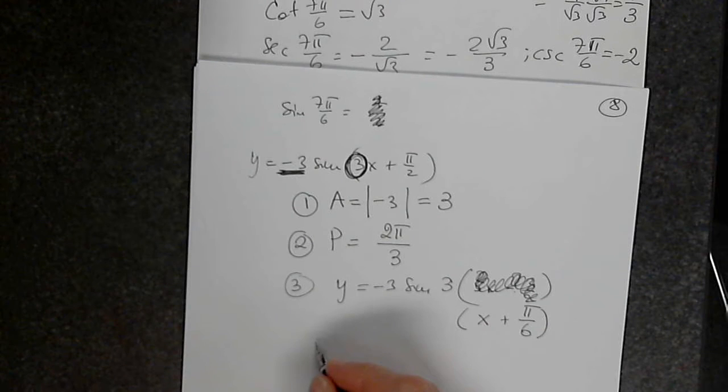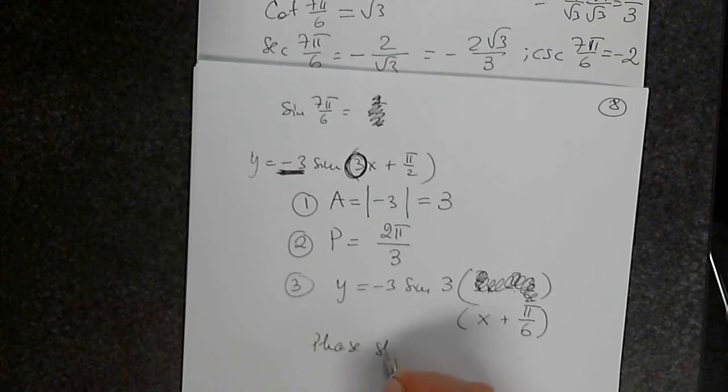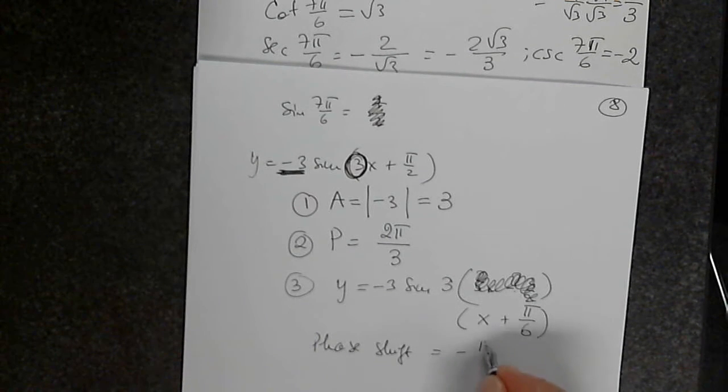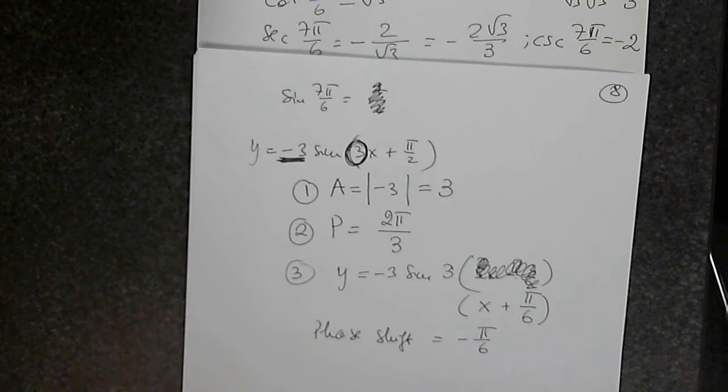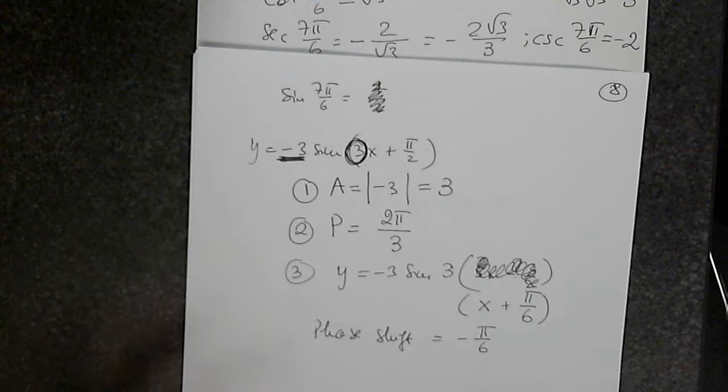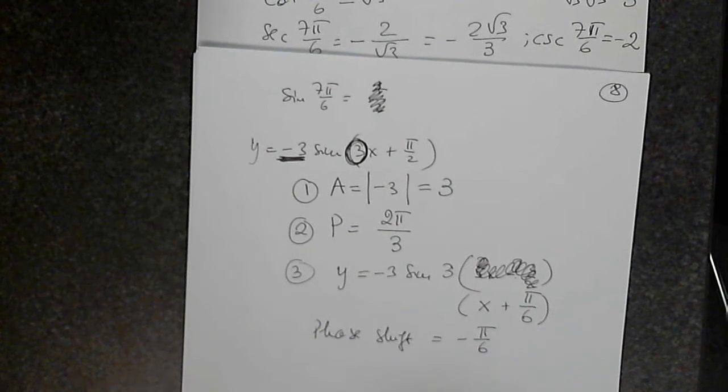So the phase shift is negative pi over 6. I consider it correct if you said pi over 6, but to the left. That's fine too. I think on the solutions I put both. I put negative pi over 6 and also in parentheses to the left.